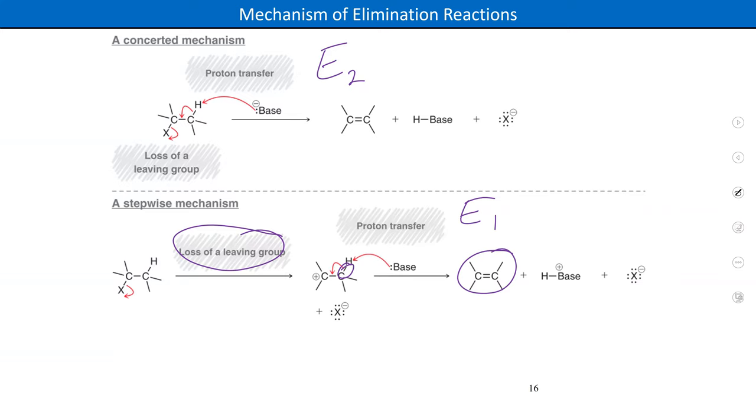And if it happens all at once, again, same three arrows, just all drawn at the same time. The leaving group is leaving at the same time as these electrons are coming over, at the same time as the base is pulling a hydrogen. So what would initiate that they're all happening at the same time? Like everything has to be in the right place at the right time?